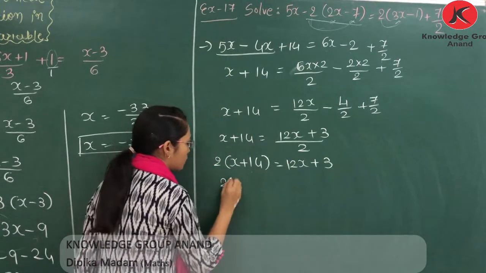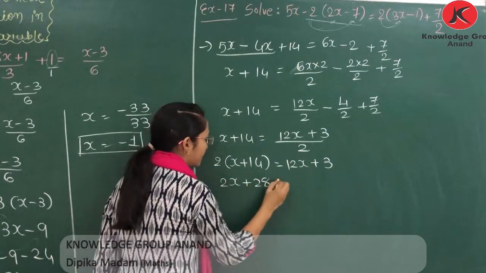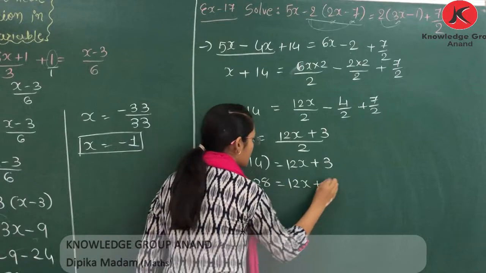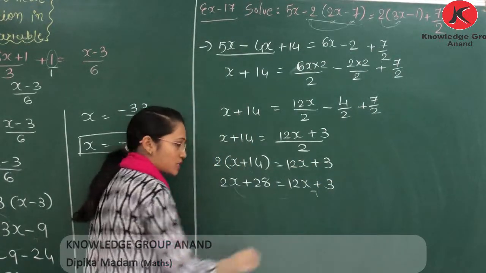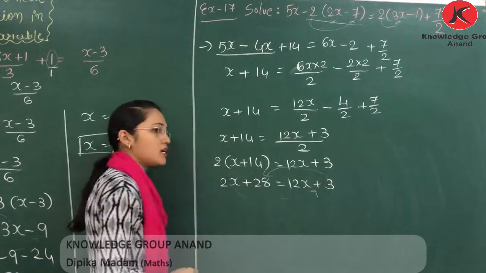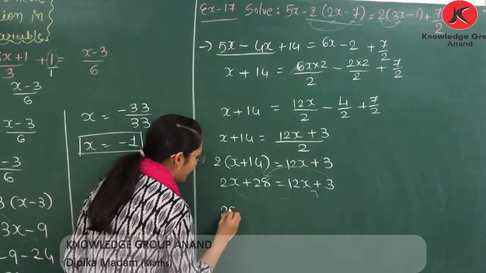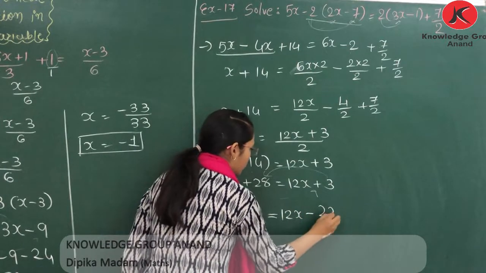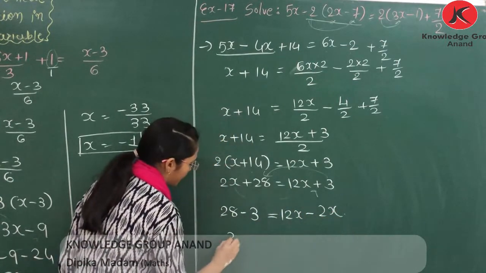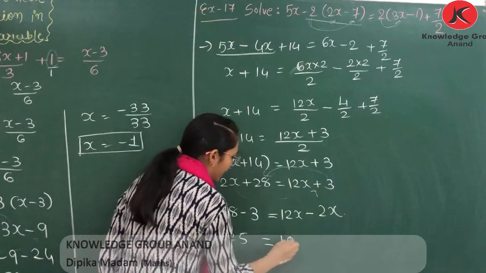Open the bracket, that is 2x plus 28 is equal to 12x plus 3. Now 2x will be on this side minus 2x and 3 will be on this side minus 3. So 28 minus 3 is equal to 12x minus 2x. That is 25 is equal to 10x.